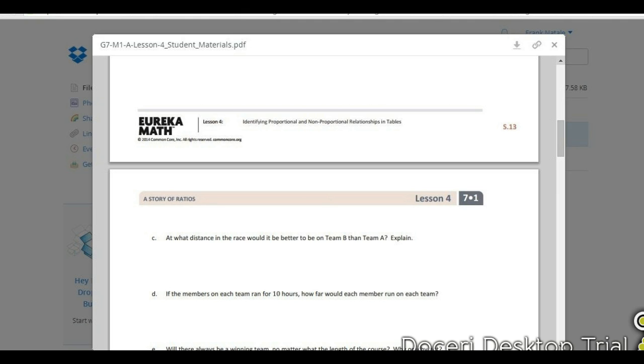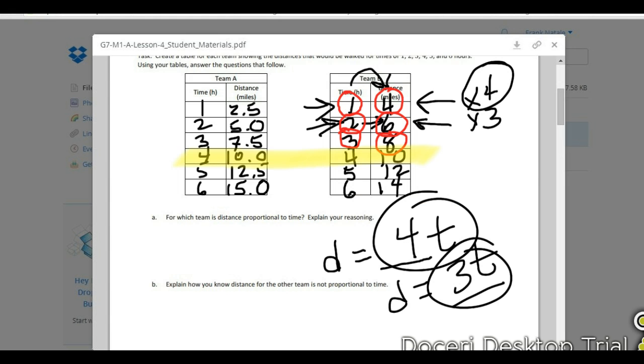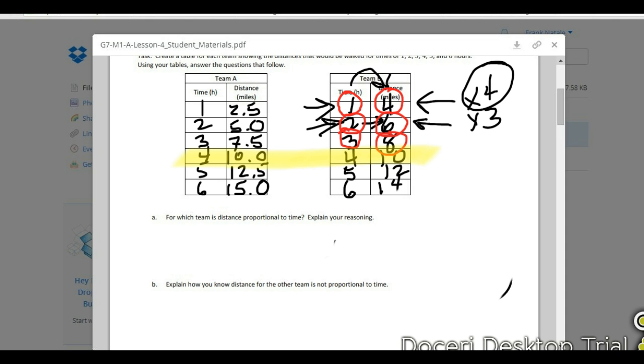Okay, and D asks you, if the members on each team ran for 10 hours, how far would each member run on each team? So we have to look at 10 hours. Let's just get this out of the way. Let's just extend this chart right here. I'm just going to go through all that right there. We want to go up to, they said 10 hours, right?